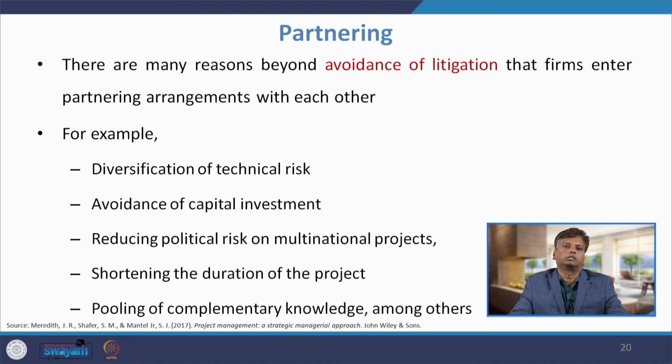Then reducing political risk on multinational projects. If you have a collaboration with other countries, if you have partnering, you can avoid political risk. Then shortening the duration of the project. When you have a collaboration or partnering with others, there is more chance that the project duration can be reduced. Another benefit is pooling the complementary knowledge among them. This is a very important point. When you have a partnership or collaboration with others, each person may have their own competency. When you bring it together, there is a chance that synergy will occur, so that complementary knowledge can be shared with the other collaborator or partner, and the quality of the project will be improved.